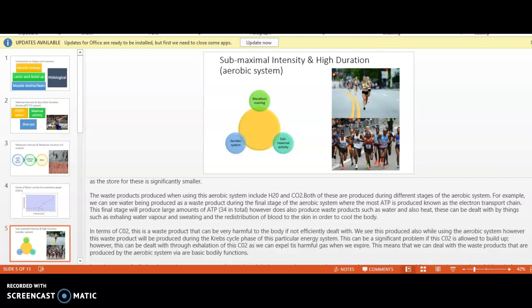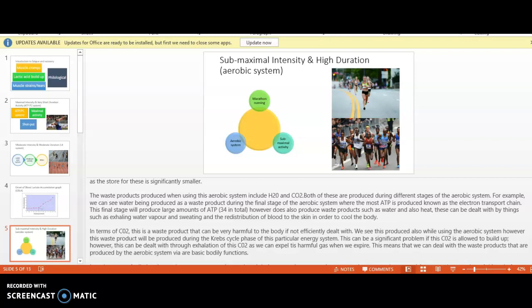Both of these are produced during different stages of the aerobic system. For example, we can see water being produced as a waste product during the final stage of the aerobic system, where the most ATP is produced, known as the electron transport chain. This final stage will produce the large amounts of ATP, 34 in total.